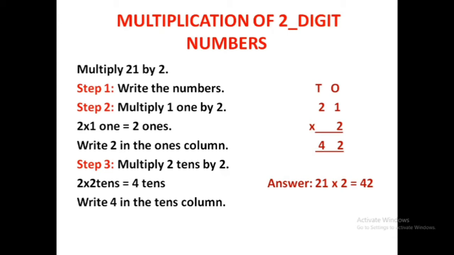Next, multiply 2 tens by 2. 2 into 2 tens is equal to 4 tens. Write 4 in the tens column. Now we will get answer 42. 21 into 2 is equal to 42.